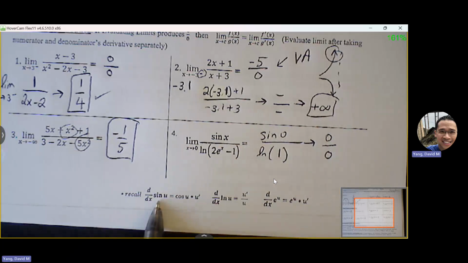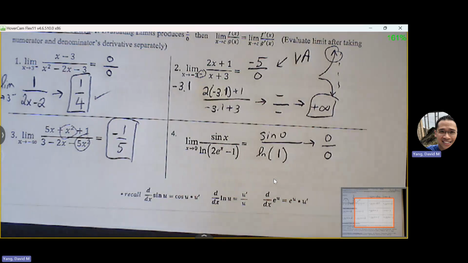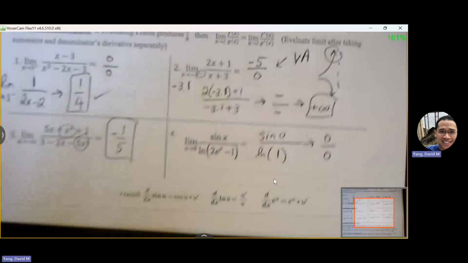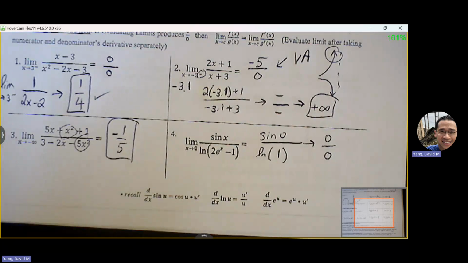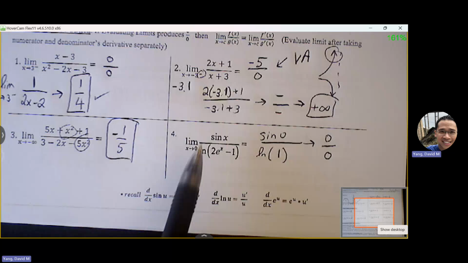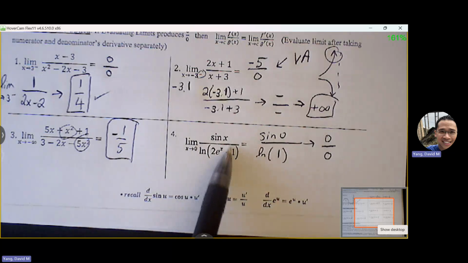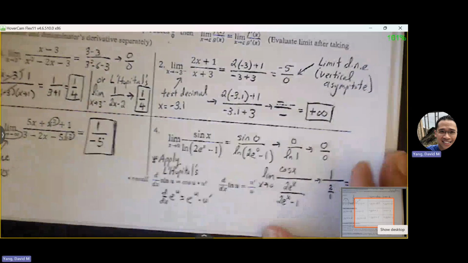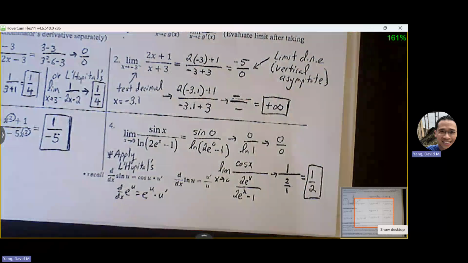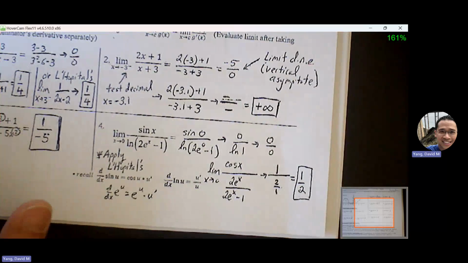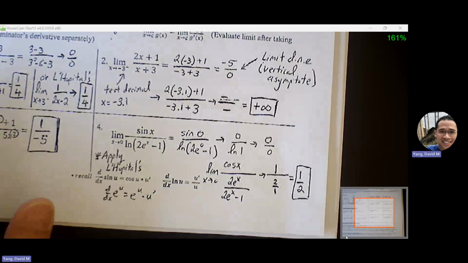So here are some reminders. Sine of u becomes cosine u times u prime. Natural log of u is just u prime over u. E to the u is just e to the u times u prime. So we can find the derivative of each of the top and bottom separately and then reevaluate. So sine becomes cosine. Natural log of u becomes u prime over u. U prime for 2e to the x is just 2e to the x. So 2e to the x over 2e to the x minus 1. And once we have our derivative, then we can plug in again and see if that will get us down to a real number where initially we're getting zeros.